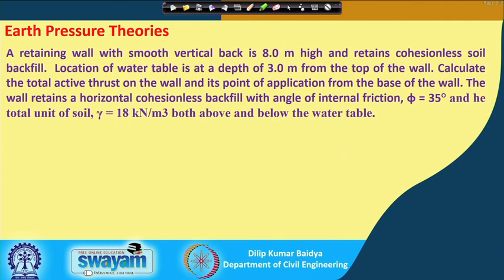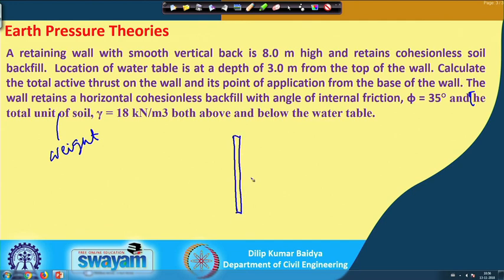the total, this is actually T is missing, and the total unit weight of soil gamma equal to 18 kilonewton per meter cube, both above and below the water table. That means the wall is something like this, and it is 8 meter height, and the water table is at 3 meter depth.